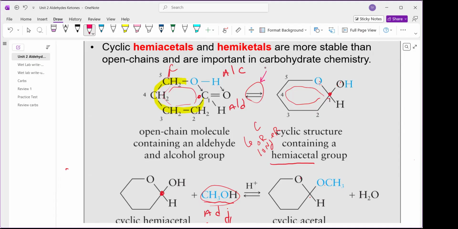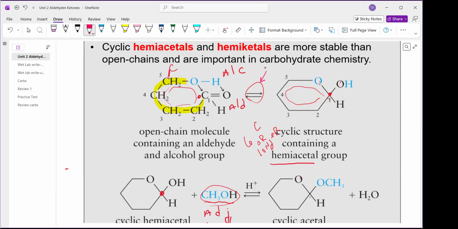The question is, which is more stable? The closed one is more stable. So it spends more time closed than open, but it always is opening. It's always exposing the aldehyde group or ketone group, briefly, but it always exposes it. And then it slaps back down into the cyclic version, which is the most stable between the two.